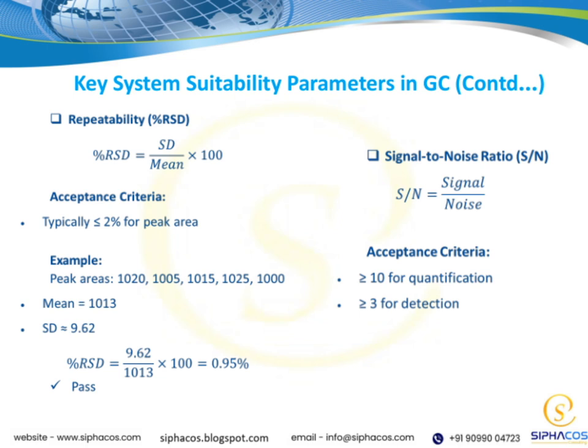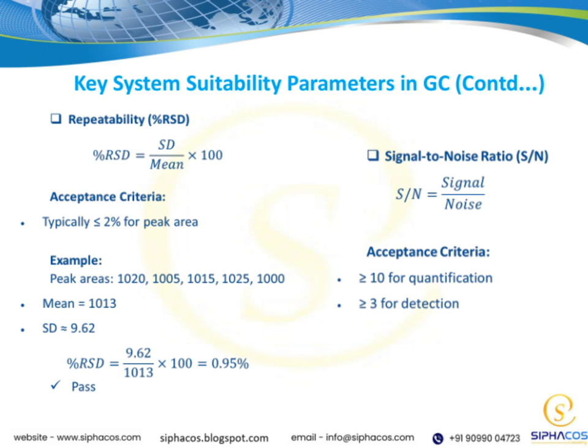First, sensitivity is a critical aspect. How well our system can detect small amounts of analyte. A highly sensitive system allows us to identify even trace levels, which is often vital in complex analyses. Next, we have resolution, which refers to the ability to distinguish between two closely eluting compounds. Good resolution ensures our peaks are well separated, making quantification more accurate.